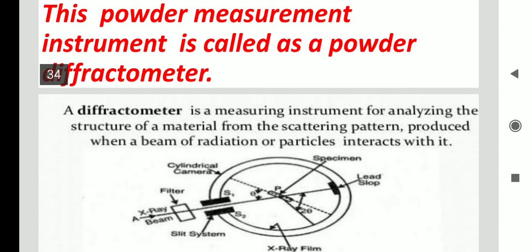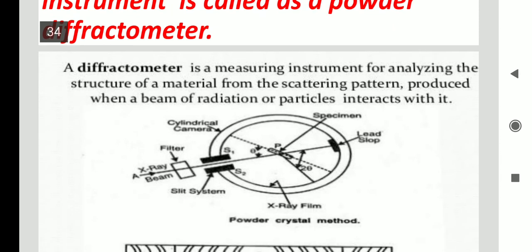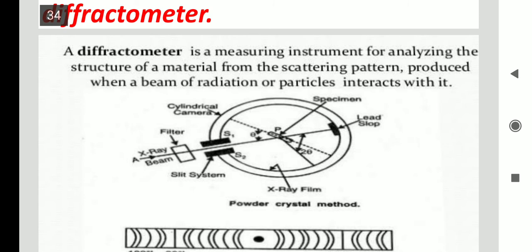Let's see what we mean by diffractometer. A diffractometer is a measuring instrument for analyzing the structure of a material from the scattering pattern produced when a beam of radiation or particles interacts with it. Here it is analyzing crystalline materials in powder form. So a diffractometer is an analyzing instrument for diffraction, like the scattering pattern.